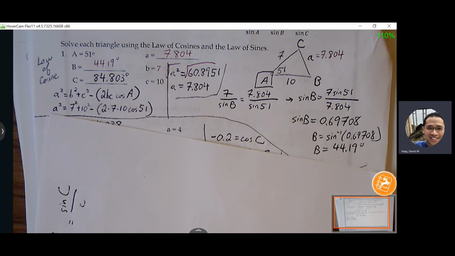Yeah, for 7, I may have gotten a truncated value of A that may have thrown off some value of this side.